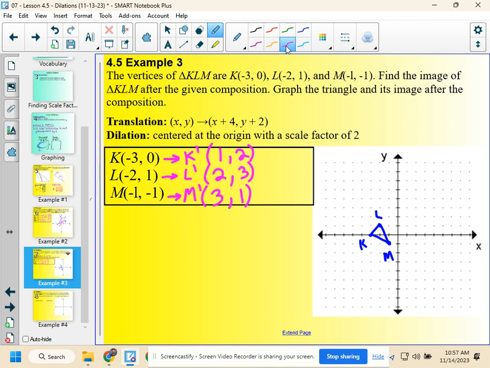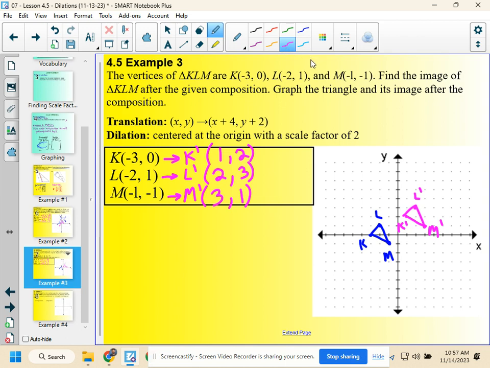All right, so where are we at? 1, 2, 1, 2, 1, 2, 3, and 1, 2, 3, 1. Okay. Again, you don't necessarily have to put that one on there because it just says to graph the triangle and its image. This is kind of an in-between. But like I said, it's not a huge deal. It doesn't take much effort to put that one on there.